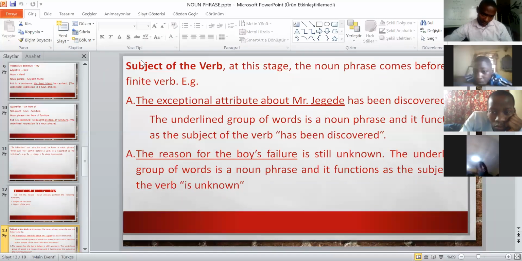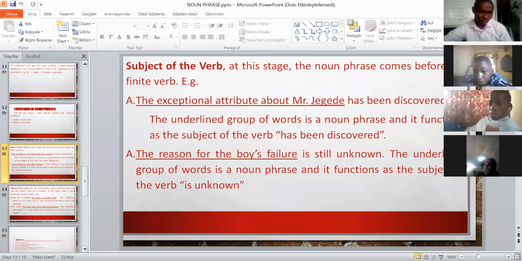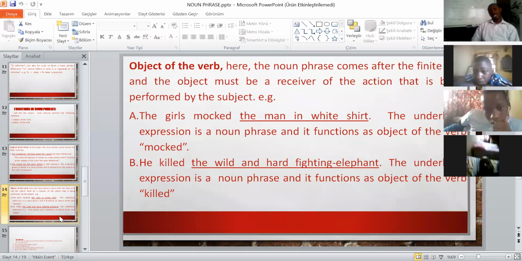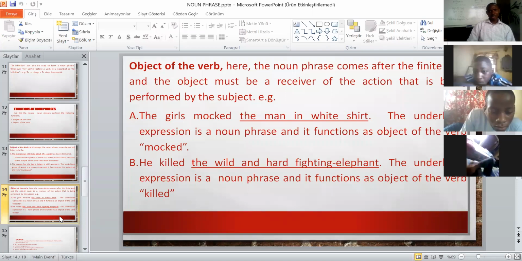Is that clear? Then we have the second one, which is object of the verb. Here, the noun phrase comes after the finite verb, and the object must be a receiver of the action that is performed by the subject. The girls mocked the man in white shirt.